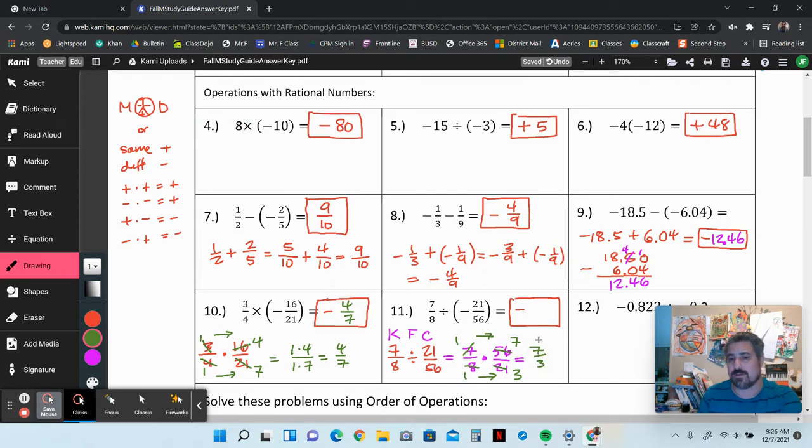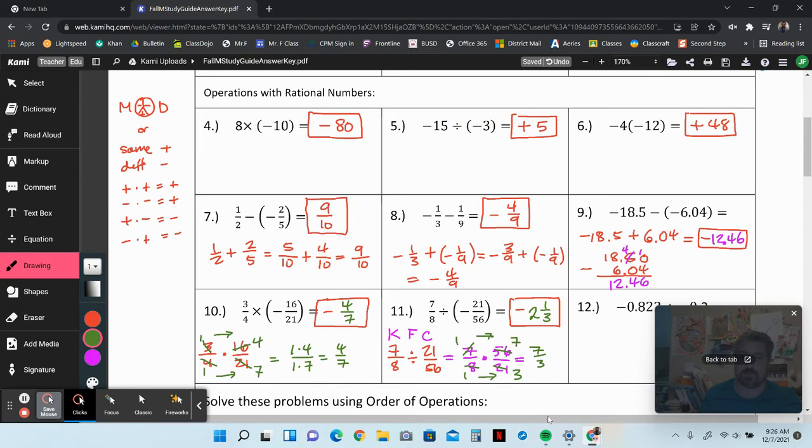Now, how many times does 3 go into 7? Twice. With how many left over? 1. Because 2 times 3 is 6, so there's 1 extra left over. So the correct answer is -2 and 1/3. And that is what you guys should have. If you have that, good job. You did a great job on your problem.